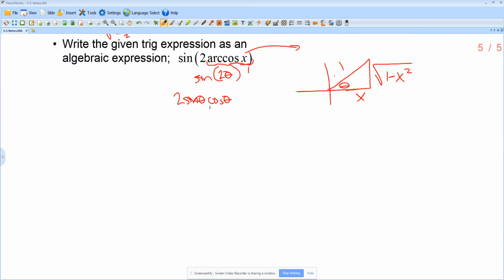And now all I have to do is substitute into the formula. So 2 times the sine of theta, square root 1 minus x squared, times the cosine of theta, x. So this becomes 2x square root 1 minus x squared.